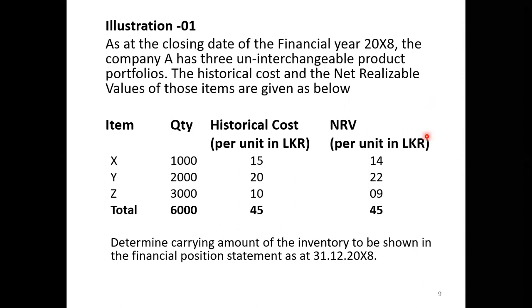Here we will work this out. Many students have posted their answers. When we take the value of the items, we have to take them one by one. So take item X. We compare cost and NRV. Which is lower? NRV is lower, so we have to take this 14.